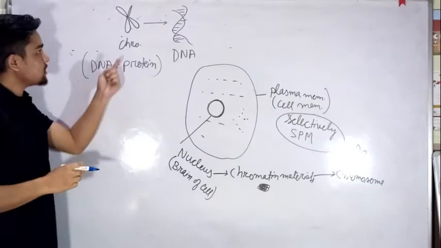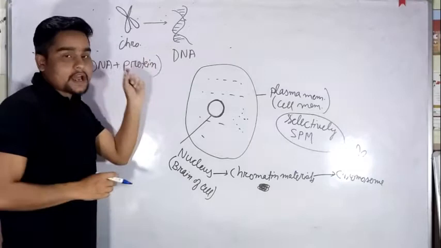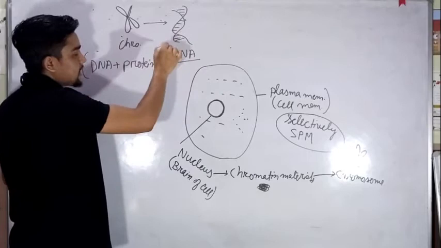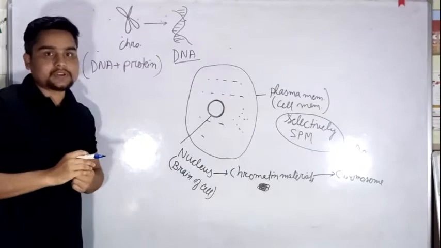Chromosomes contain DNA, a double helix DNA, deoxyribonucleic acid. Chromosomes are made of DNA and protein.